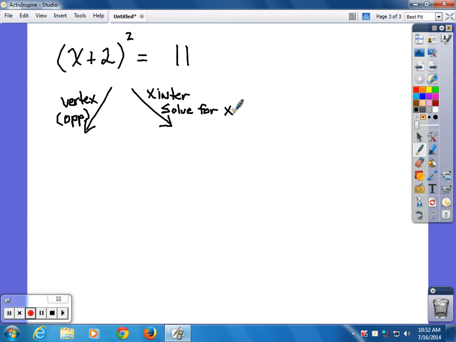All right, so let's find the vertex. What's the opposites? Well, there's only 2 things you can pull the opposite off of. And what are they? The 2 and the what? And the 11. It's the only 2 numbers we got. So what's the opposite of 2? -2. And what's the opposite of 11? -11. And that is your vertex.